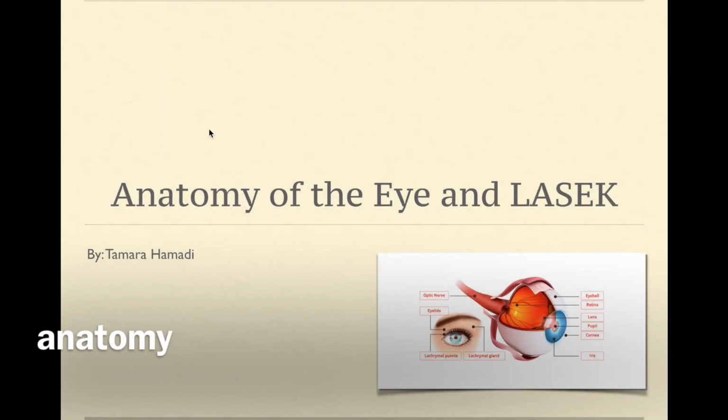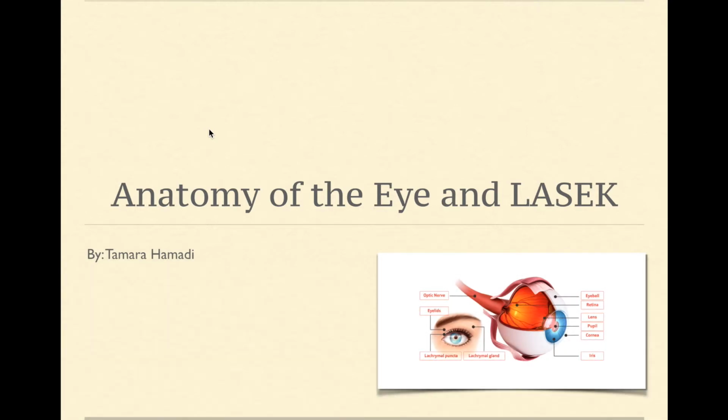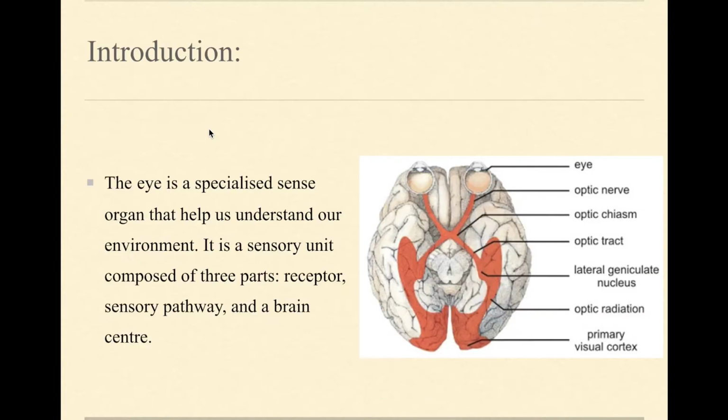Hello everyone. Today I'm going to be discussing my presentation which talks about the anatomy of the eye and the LASIK surgery. So for the introduction, the eye is a specialized sense organ that helps us understand our environment. It is a sensory unit composed of three parts: the receptor, the sensory pathway, and the brain center.